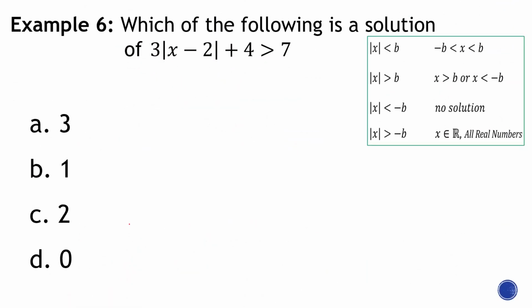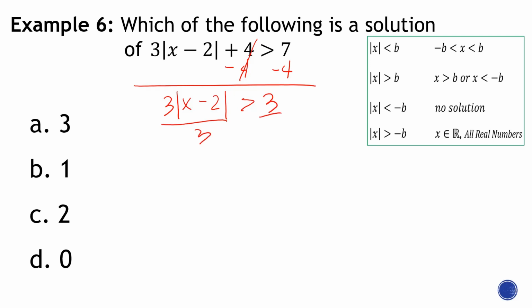Next. Which of the following is a solution of this one? Okay. First, let's subtract 4 on both sides. We want the x minus 2 only on the left, right? So divided by 3, we do not want that 3 there. There you go.